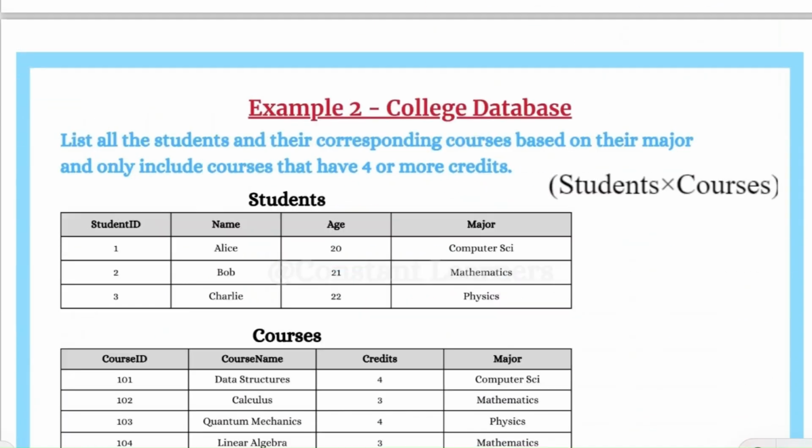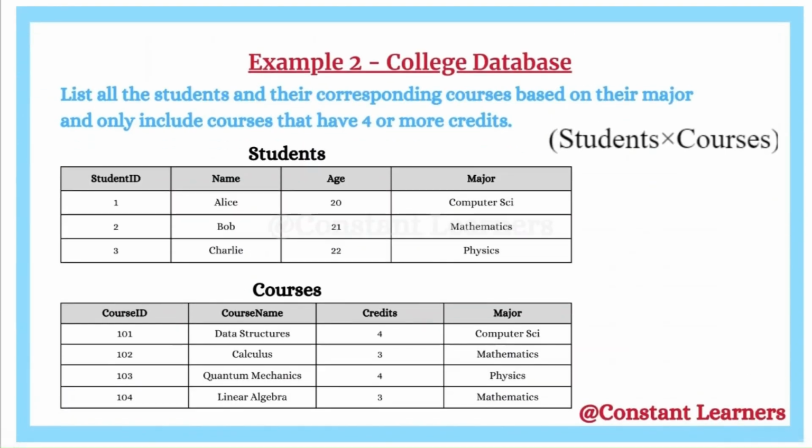Let's take another example. Let's say we have a college database, and in this case, we need to create a list of all the students. That means we need the student's name and their corresponding courses, and we need their courses based on their major. So what are we basing our entire output on? Their major, and only include courses that have 4 or more credits, right? So their majors should be the selection criteria, and the credit has to be 4 or more.